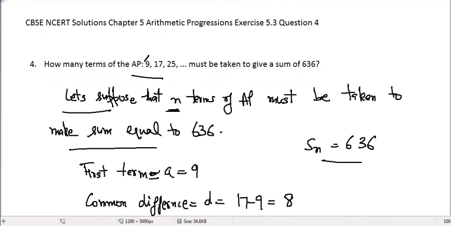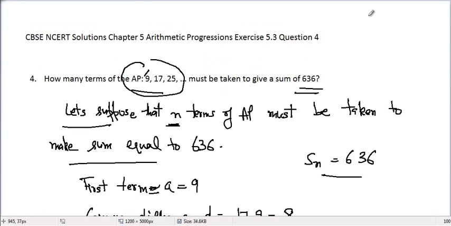It means that we need to consider 12 terms of this AP, and the sum of those 12 terms is equal to 636. So that's all about problem number 4, exercise 5.3, chapter 5, arithmetic progressions. In the next video I'll be covering question number 5, exercise 5.3, chapter 5, arithmetic progressions.